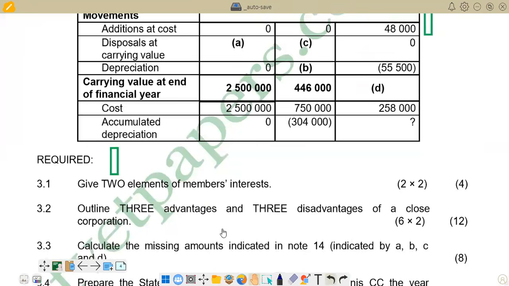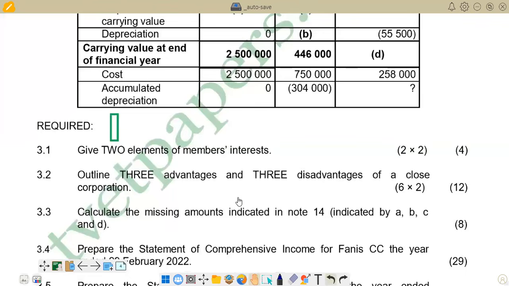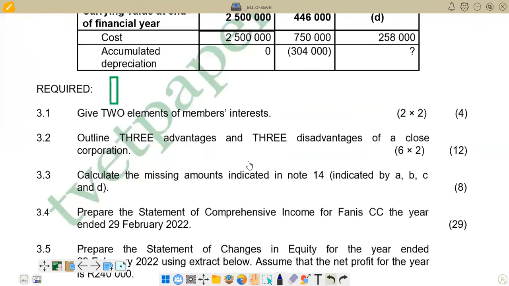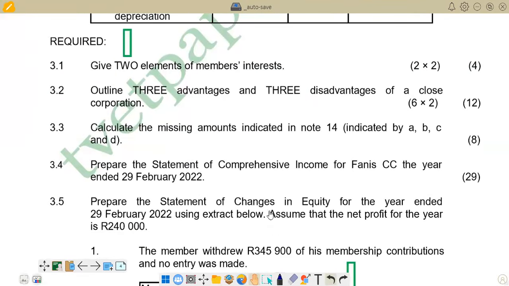Let's quickly move to the section that we want to answer according to this video. According to this video, we are just going to answer the section of calculating, starting from here: calculate the missing amounts indicated in note 14. These are notes that we are given there of non-current assets. Then I will also prepare the statement of comprehensive income, or the income statement. So these are the two that we want to prepare according to this video. We are going to start with the calculation of the missing amounts indicated in note 14.